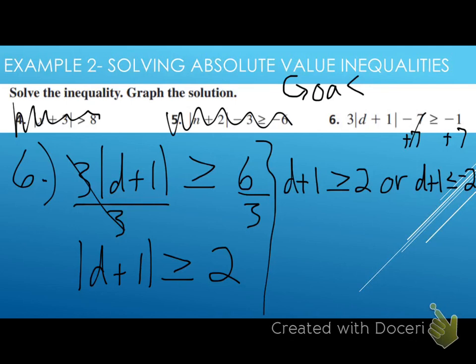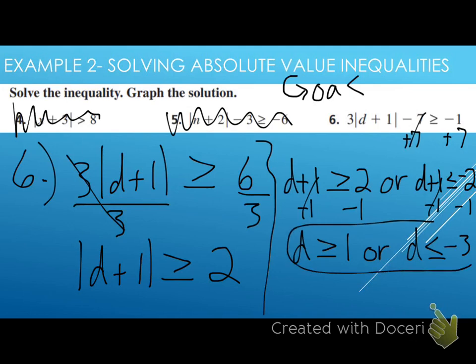What's the one step on both of these to get D by itself? Subtract 1 from both sides. On the left, what's 2 minus 1? 1. Symbol, flip, or stay? Stay. Bring the word or down. You've got to have that word there. Over here, what's negative 2 minus 1? Negative 3. Symbol, flip, or stay? Stay. Both D's are now by themselves. There's my solution. Any questions how we got that?